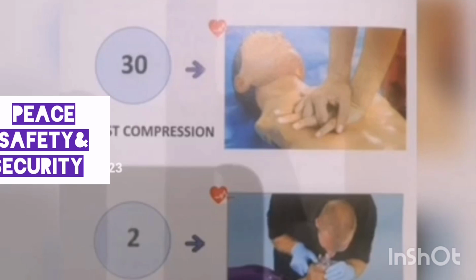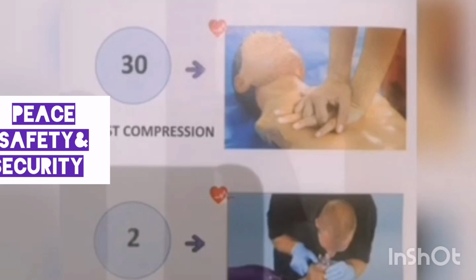Repeat at the rate of 100 to 120 compressions per minute. 1, 2, 3, you have to press the person's chest. Then administer 2 effective rescue breaths. There you have to put breath in the person's mouth. 1, 2, then you do it again for 30 times. You compress the person's chest 30 times till the person is able to survive.